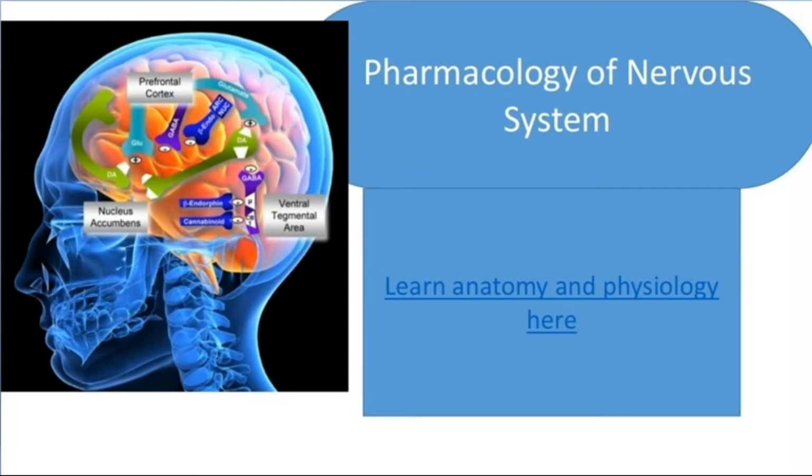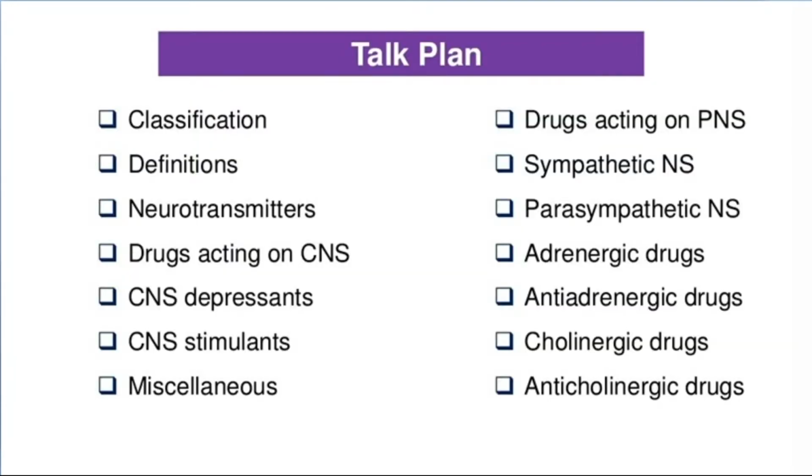In this section, we are going to discuss the second chapter of pharmacology, that is the pharmacology of nervous system. Learn anatomy and physiology here, guys. We are going to discuss classification, definitions, neurotransmitters, drugs acting on CNS, CNS depressants, CNS stimulants, miscellaneous, drugs acting on peripheral nervous system, sympathetic nervous system, parasympathetic nervous system, adrenergic, anti-adrenergic, cholinergic, and anticholinergic drugs.